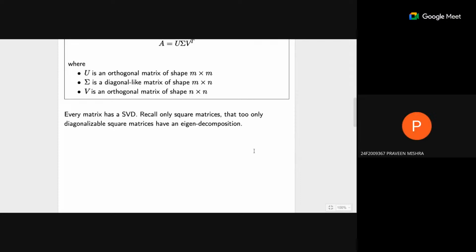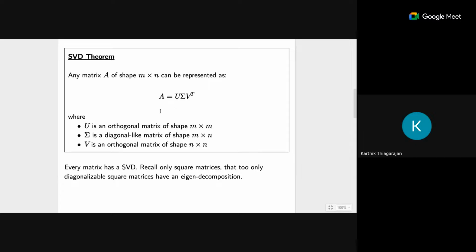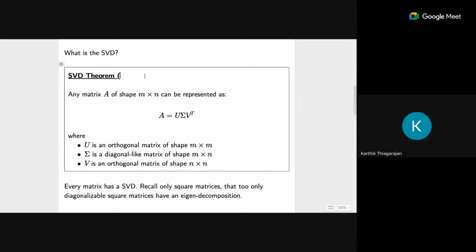Sir, is this U a unitary matrix? Yes, if you are looking at a complex matrix, U and V are unitary. There's a complex version you can write, which is U sigma V star. I'm just sticking to the real version here, but you are right. The SVD theorem for real matrices, I'll just put it that way.